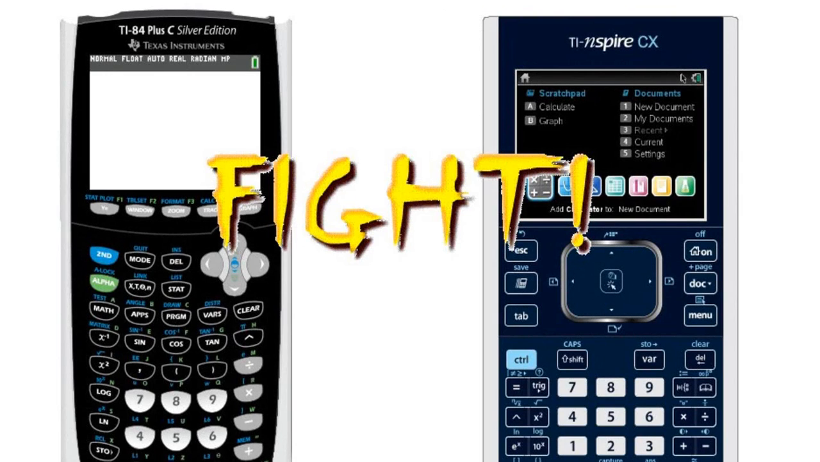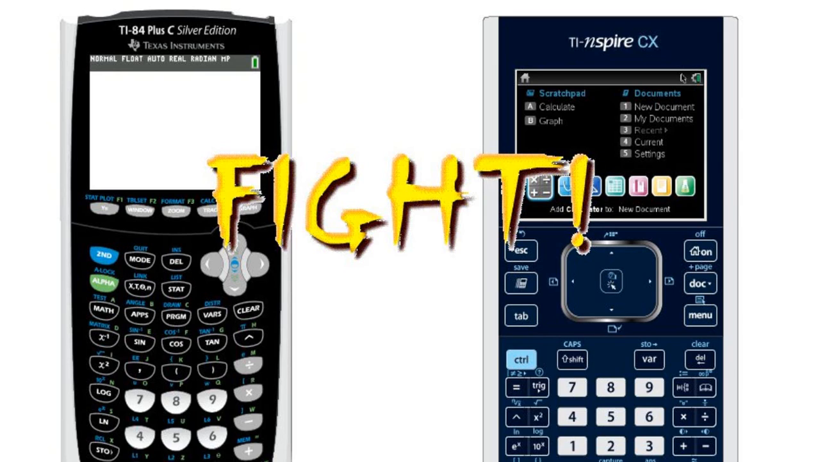With the release of the new TI-84 Plus C, there's sure to be a lot of questions comparing the TI-Nspire CX and the TI-84 Plus C. I've used them both extensively. In fact, I've got a book out about how to use each of them. And so I wanted to put a video together explaining what I think are the key differences between the two.